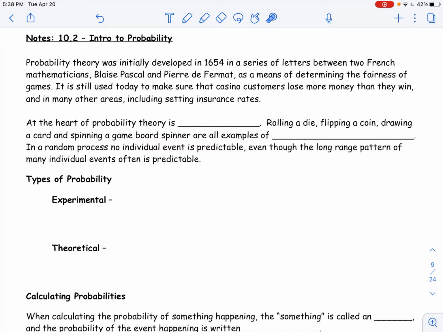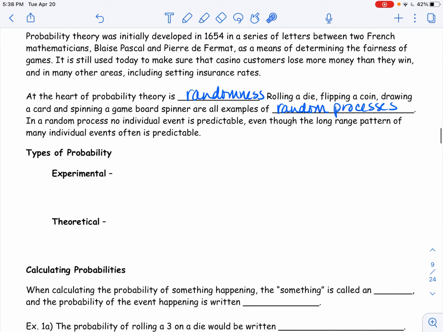At the heart of probability theory is randomness. Rolling a die, flipping a coin, drawing a card, and spinning a game board spinner are examples of random processes. In a random process, no individual event is predictable, even though the long-range pattern of many individual events often is predictable. So we have two types of probability.